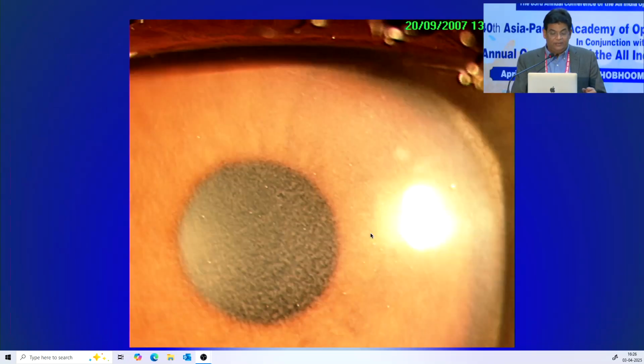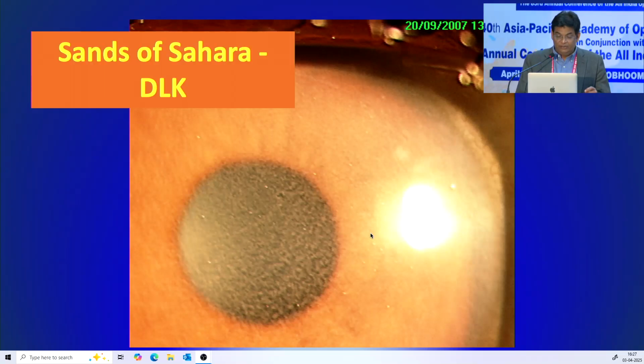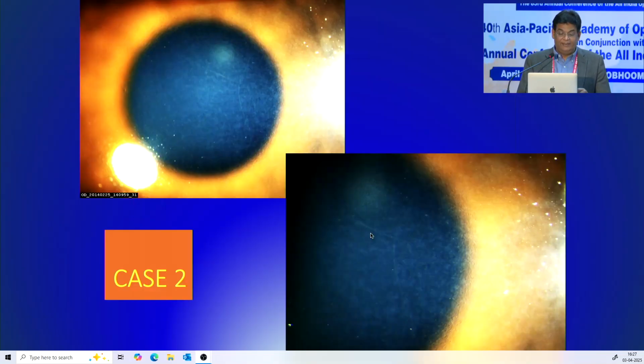And this is a close-up of that patient's eye, and you can see this fine granular kind of thing. You don't know what's going on. Is it infection, or is it inflammation, what is going on? So this is a case of sands of Sahara, or diffuse lamellar keratitis.